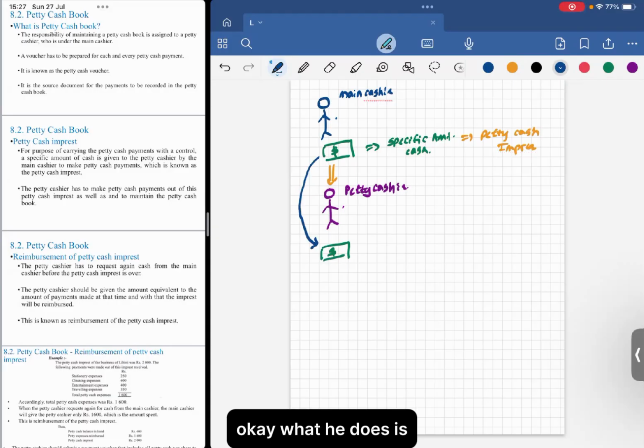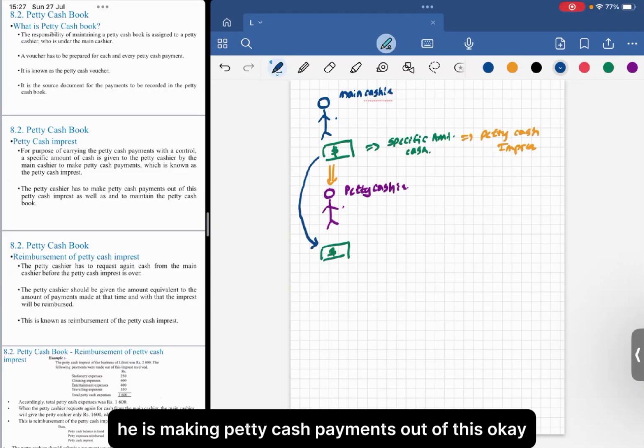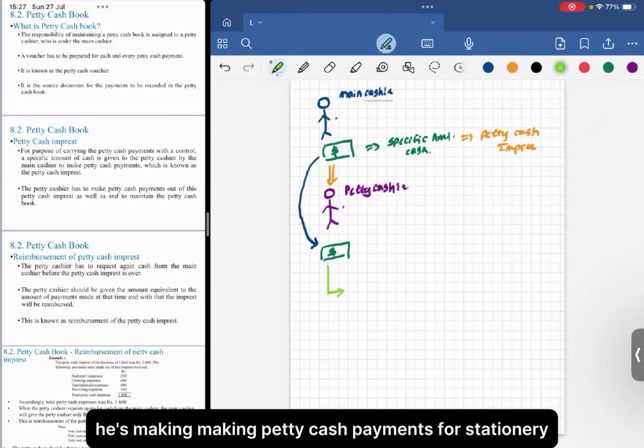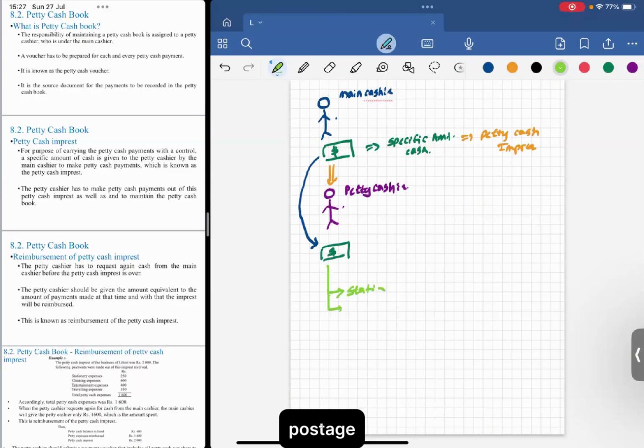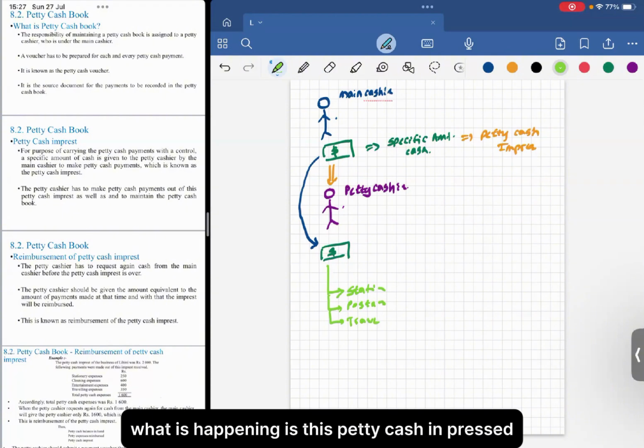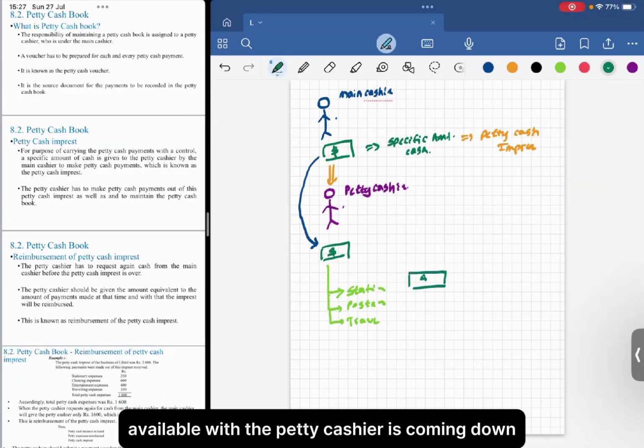Now when the petty cashier has this money, he is making petty cash payments out of it, for stationery, postage, small travel, and likewise.